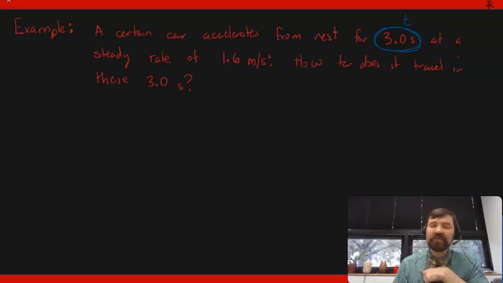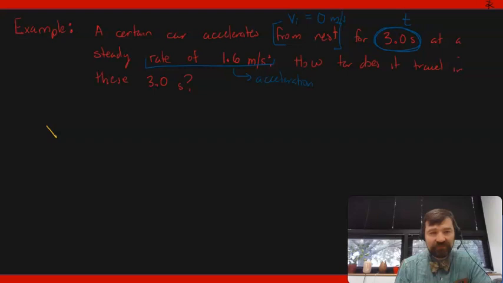That would be your time, or your delta time. You're told that it is a rate. This is the rate change of velocity. In other words, this is the acceleration. So this is your acceleration value, at least the magnitude of it. Finally, you're told that it is from rest. From rest means the initial velocity is zero, which generally speaking means 0 meters per second. So we want to know how far it travels.